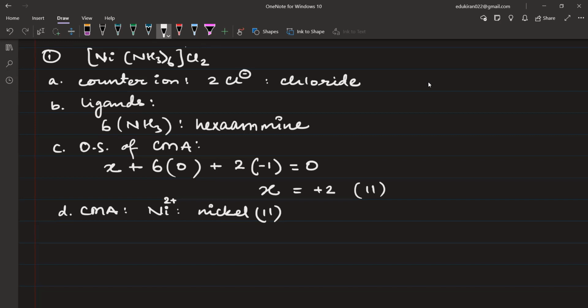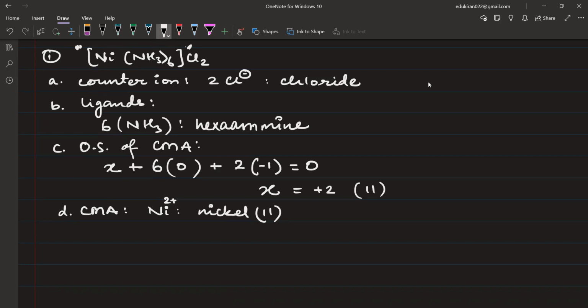What will be my cation? Say it loudly. Nickel? Not nickel, the complete thing. This coordination entity is my cation. What is my cation, guys? Please tell me. The complete coordination entity inside the square brackets. This complete thing is your cation. Is that clear? Yes or no? Please tell me. Yes, sir.